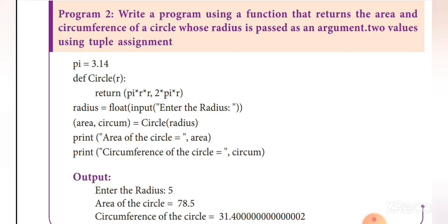Now we can pass this radius value to the function circle. So we are using the tuple. We already know in Python the tuple assignment is used to return more than one value. Usually a function can return only one value, but in Python we are able to return more than one value by using tuples. Okay, so here area comma circum, there are two tuple variables, is equal to circle. Circle is the name of the function. We are passing the parameter radius to this function. Okay, so circle of radius.